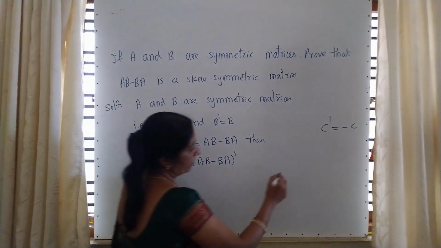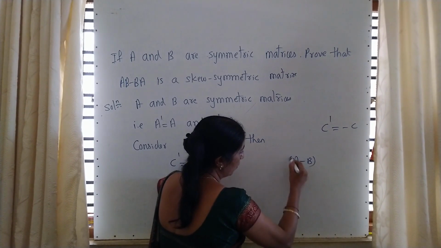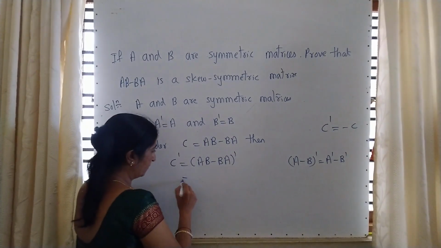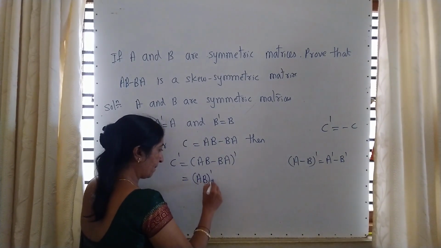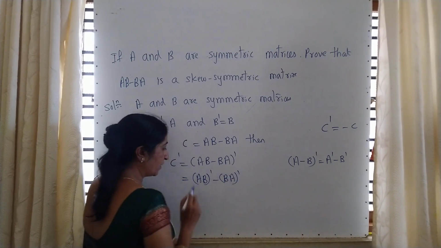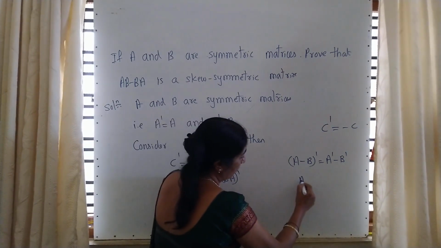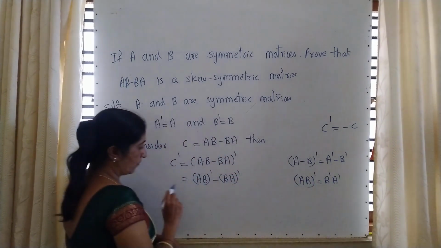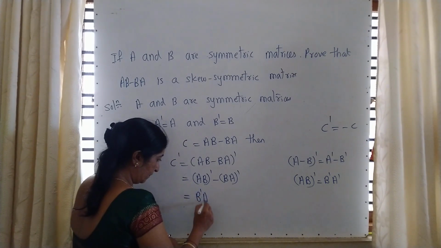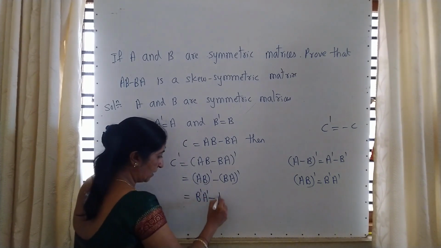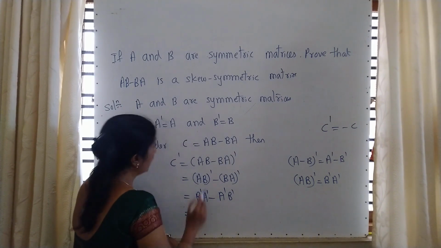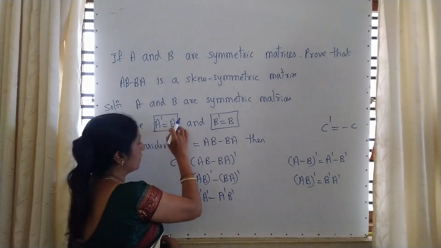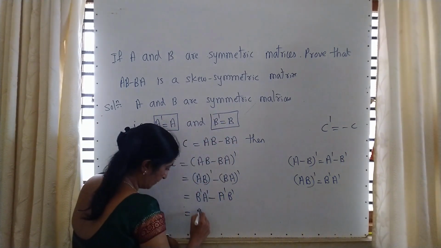And the middle minus, already we are familiar: (A minus B) whole transpose is A transpose minus B transpose. Apply that. After that, again for this also we have a property: (AB) whole transpose is B transpose into A transpose. Apply that. That means first we have to write the second matrix. And here A transpose into B transpose. But see here, what is A transpose and B transpose? A transpose is A, B transpose is B.